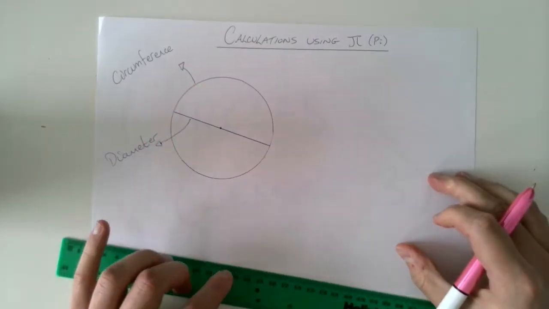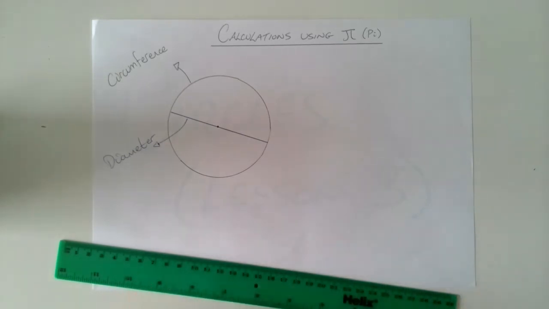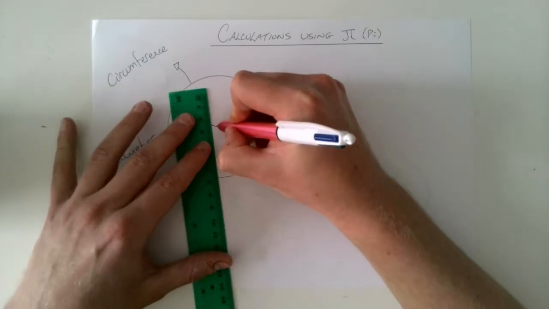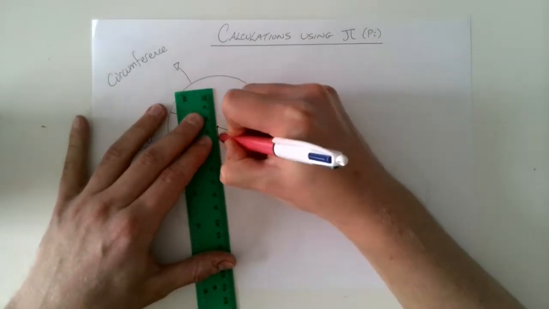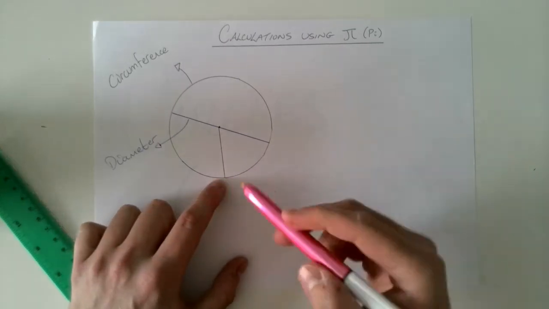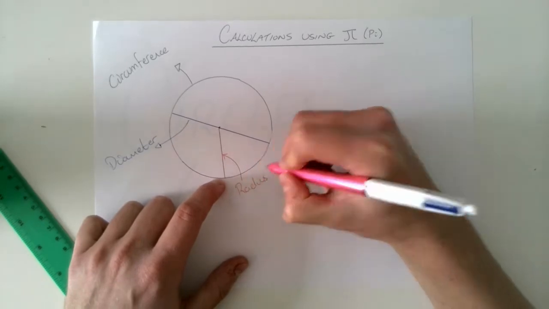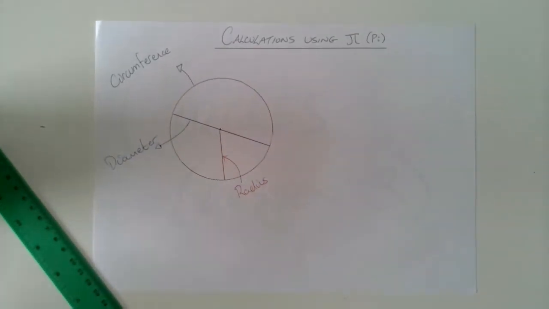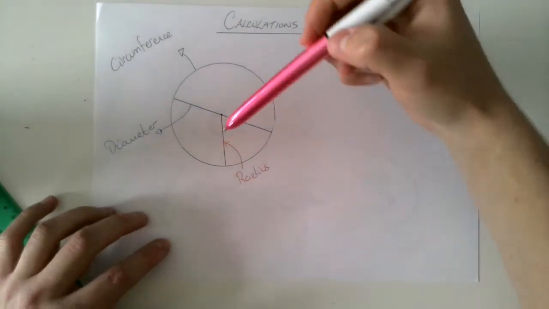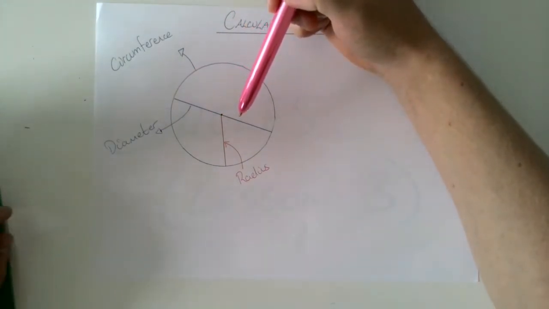Now, for today's lesson, we're going to need to know a third part of a circle, which is the radius. And a radius of a circle is a line that goes from the center point to the edge of the circle, or to the circumference of the circle. So this little line here is the radius. Now, a fact that will come in handy a little bit later on, which I'll mention now, is that the diameter is always going to be double the radius.